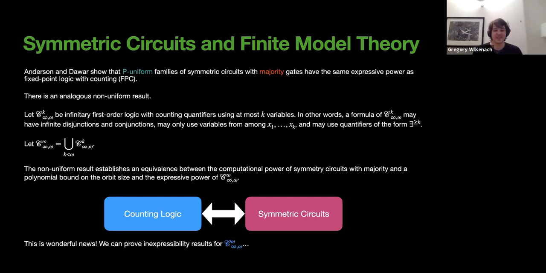Cool. Okay, so if anyone else has any questions, particularly around this topic, I appreciate that I'm rushing through some technical detail here. So, please do stop me. But anyway, this is great stuff. This means we can prove inexpressibility results.